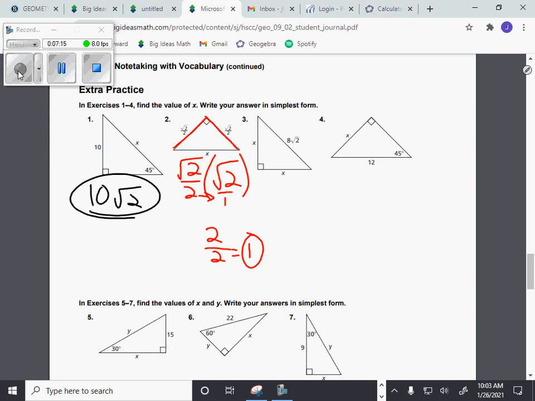Number 3, again, we have the same x and x. It's a 45-45-90 triangle. If the hypotenuse is 8 times the square root of 2, well, x is just going to be 8, right? We could do a little more math here. We could say x square root of 2 equals 8 square root of 2. They plugged 8 in, so x has to equal 8.